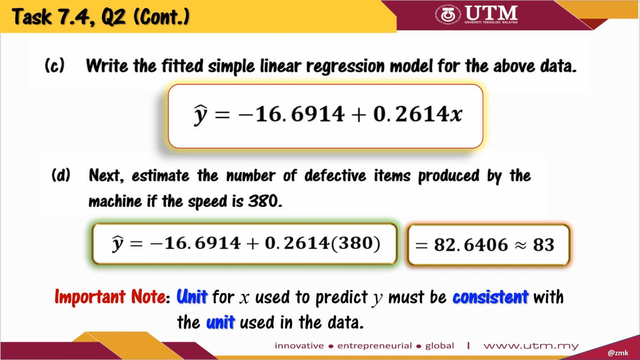But if you want to predict y when x is the number of items produced per minute, then you need to change first the value of x to be in the same unit as in the data before you can predict y, so that y will be correctly predicted.